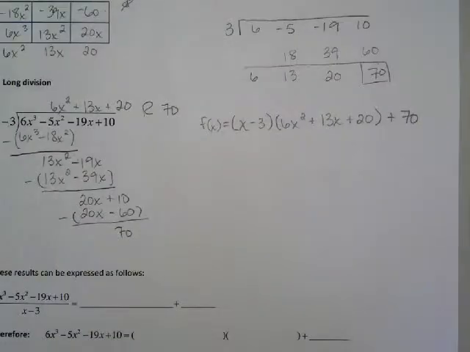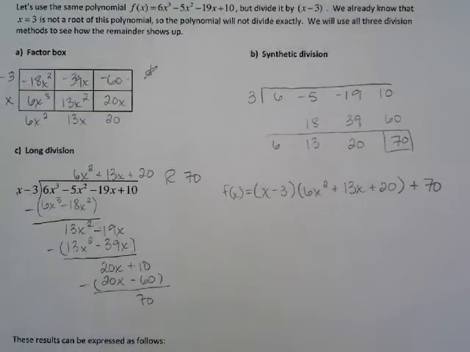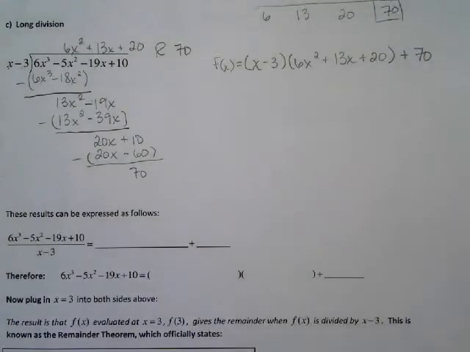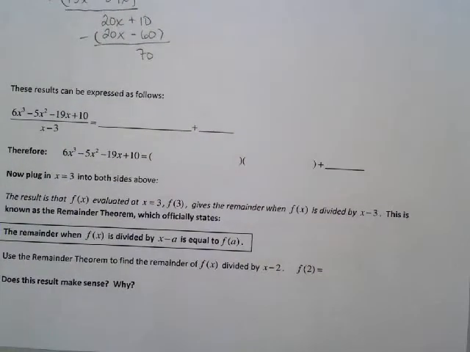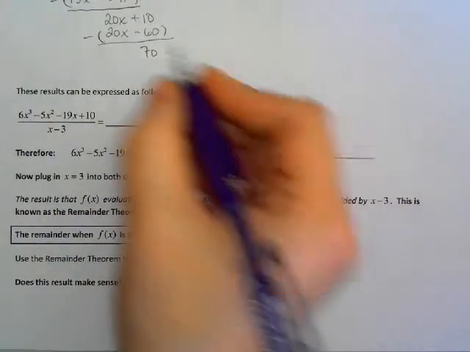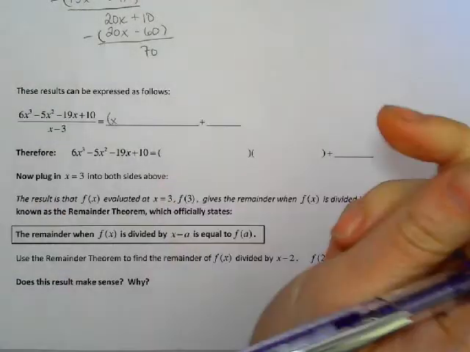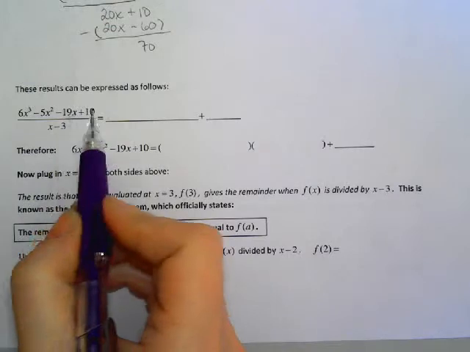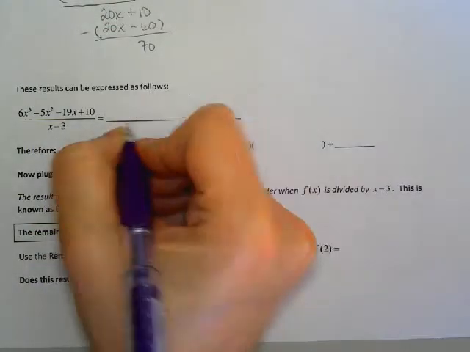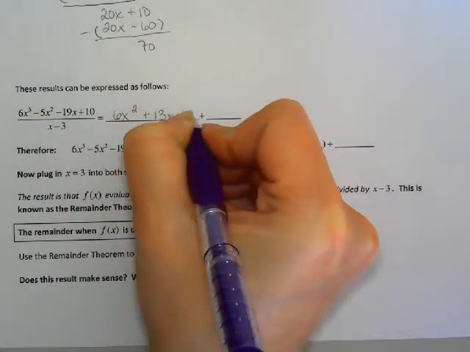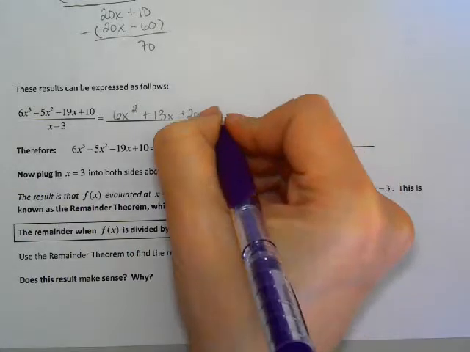I forgot that's below. So, okay, this brings us to the important part of the remainder theorem, which can be written as what we just wrote above. So we divided this polynomial by x minus 3 and ended up with 6x squared plus 13x plus 20 plus our remainder of 70.